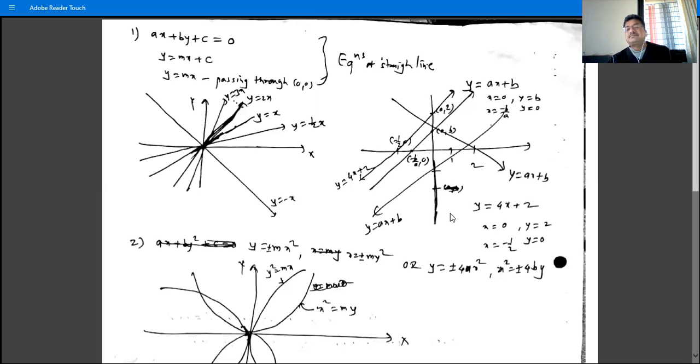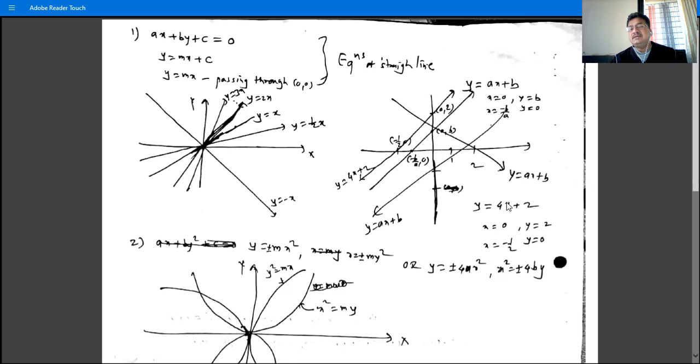Okay, so if you want to find the graph of the line y is equal to 4x plus 2, then what is the graph of this line? We determine 2 points on this line. Substitute x is equal to 0, then y is 2. So (0, 2), where is the (0, 2) point? This is the (0, 2) point. The x coordinate is 0, the y coordinate is 2.